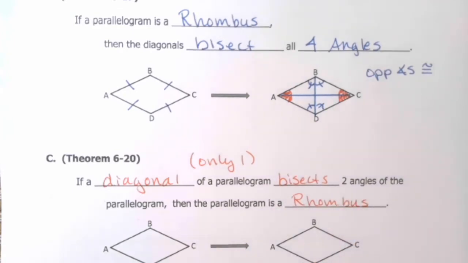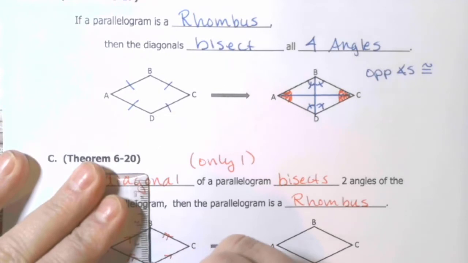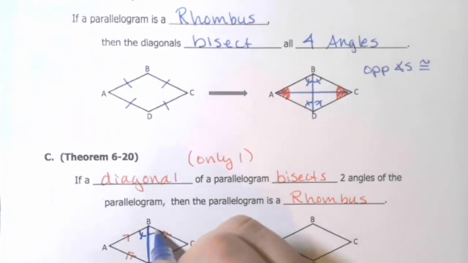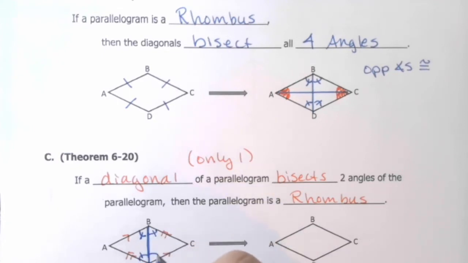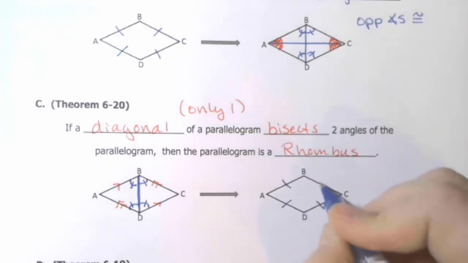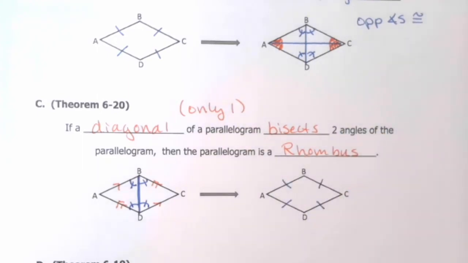So this one's kind of interesting. We start with the parallelogram, so opposite sides are parallel. We only need one diagonal. If that one diagonal bisects B and D, and again, opposite angles are congruent, so you're getting 4 pieces there. If one diagonal bisects 2 angles, then you have a rhombus and all 4 sides are congruent. Now do notice that you have to start most of these with a parallelogram.